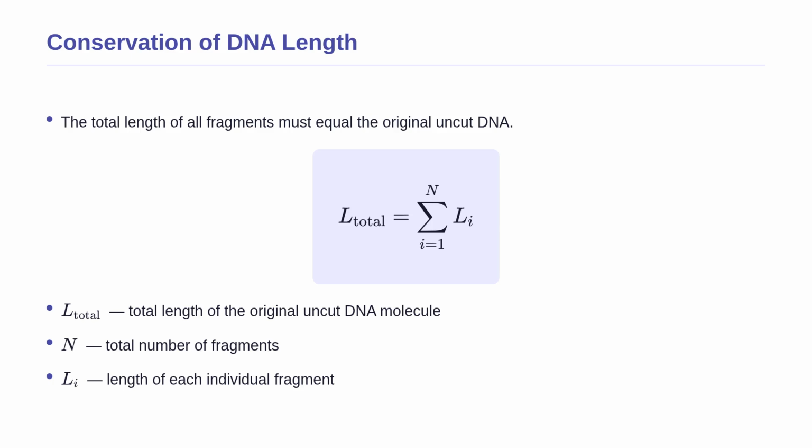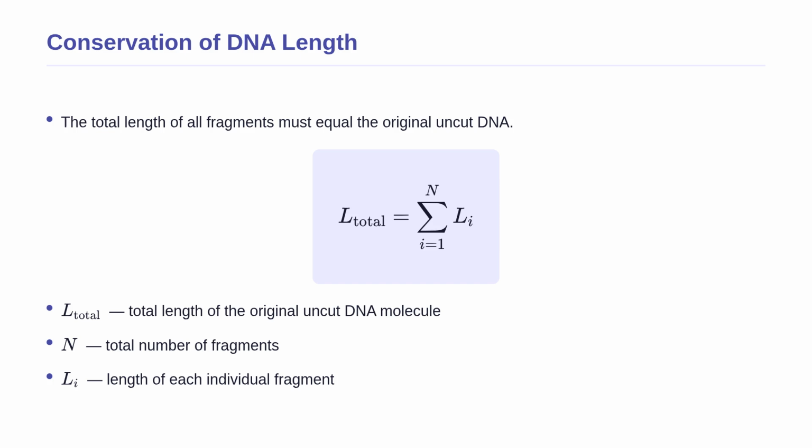This brings us to another fundamental rule of RFLP, which is the conservation of DNA length. Conceptually, this means that cutting the DNA does not destroy any of the genetic material, it just divides it. The formula is L total equals the sum from i equals 1 to N of Li.